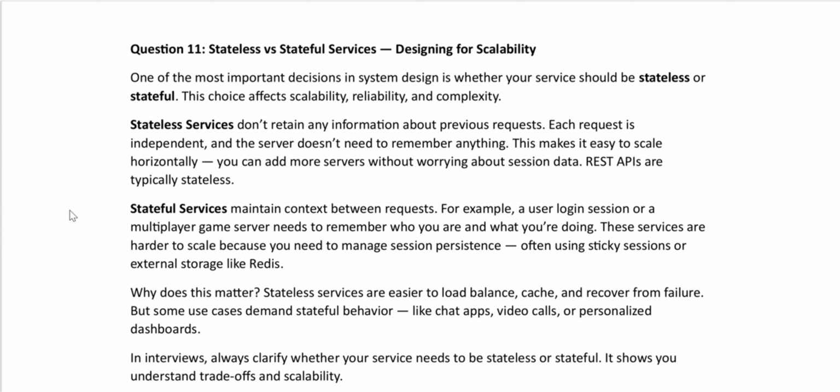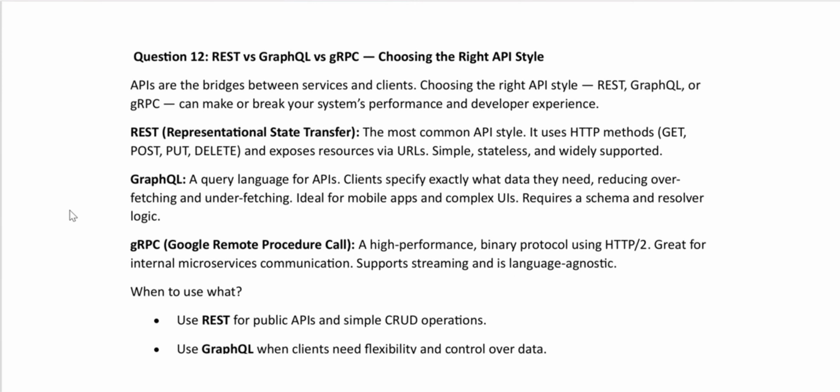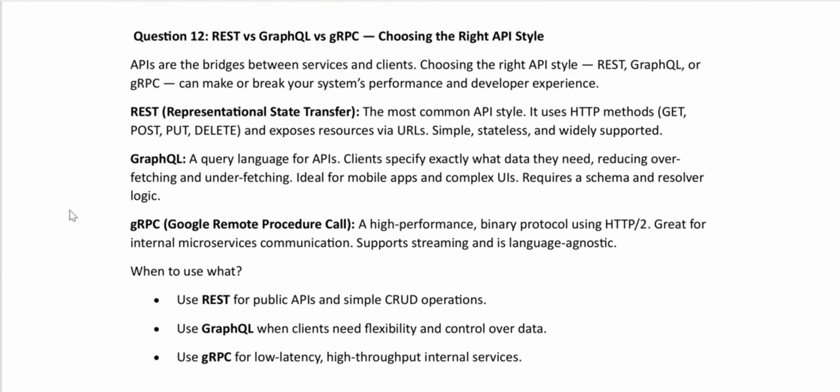Moving to the next question. What is REST, GraphQL, and gRPC? As you know, APIs are the bridges between services and clients. Choosing the right API style like REST, GraphQL, or gRPC can make or break your system performance and developer experience as well. What is REST?